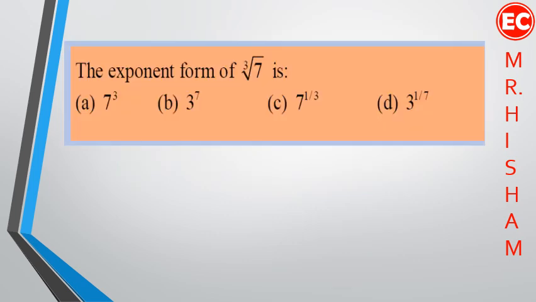Third root of 7. It means that here is 7 to the power of 1, and here is the root. So it's 7 to the power of 1 over 3, where the 3 in the power is the root.